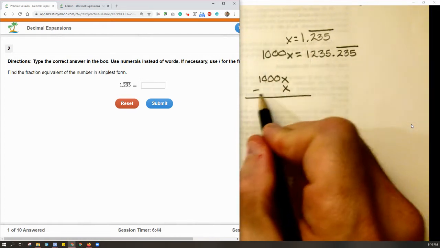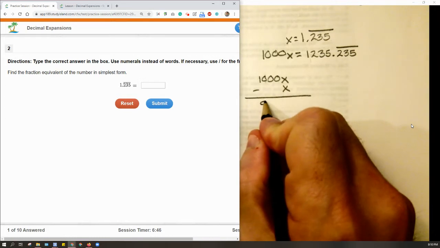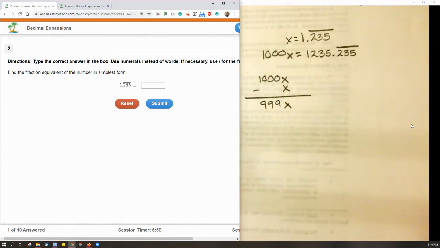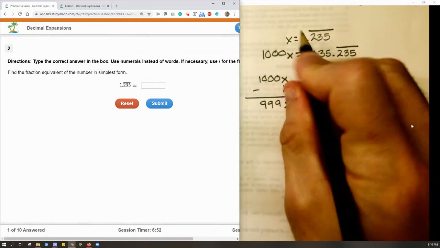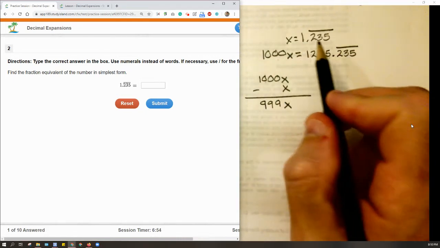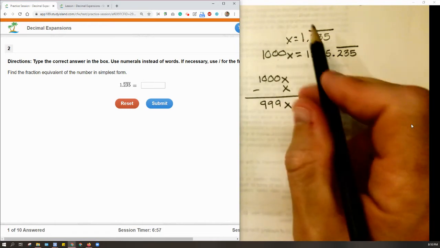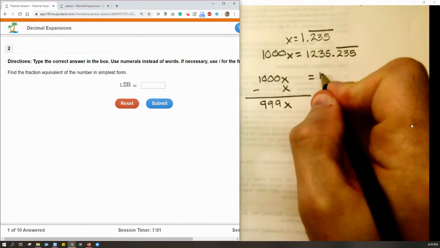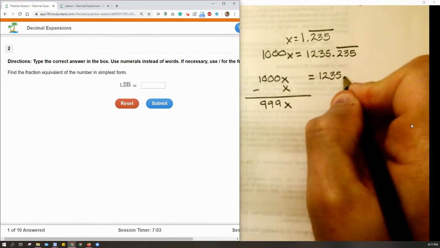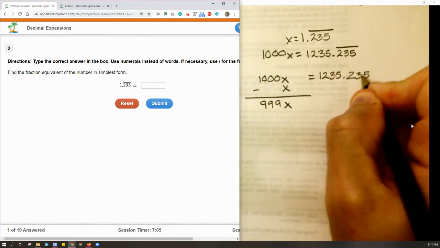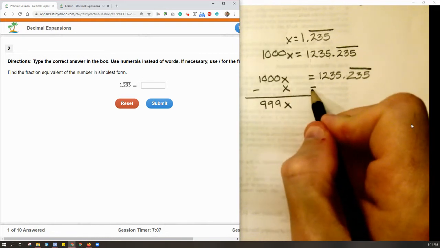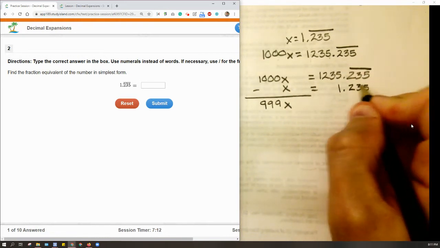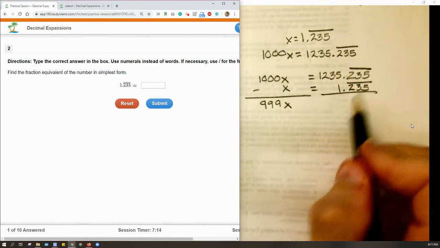If I have 1,000 of something and take away one of them, how many do I have left? I have 999 x's left. Well, what does that matter? Because I know what 1,000x is equal to, and I know what 1x is equal to, and watch what happens when I subtract those. 1000x is equal to 1235.235 repeating. And x is equal to 1.235 repeating.